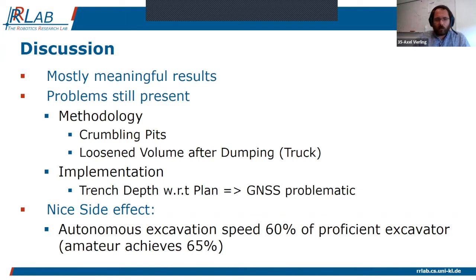However, one very nice side effect from all of these calculations for the progress estimation is that we could then also correlate our speed with the speed of, for example, a proficient excavator user. This autonomous excavation achieved a speed of roughly 60% of what such a proficient excavator user would have achieved, while an amateur achieves 65%. So this directly gives us a nice measure of how well our excavation algorithm works.